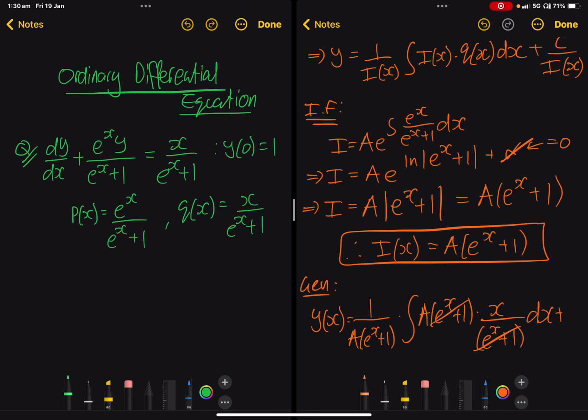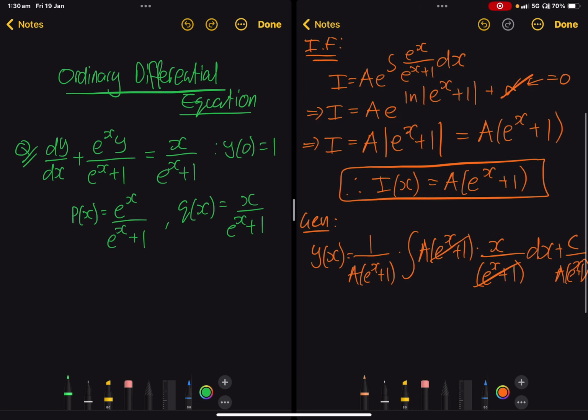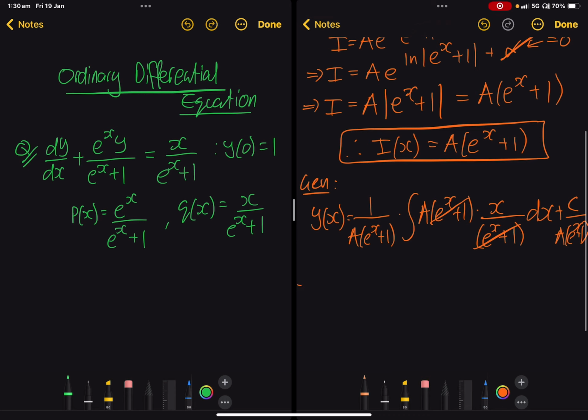Dx plus a constant over the integrating factor, which is a e to the x plus 1. Forgive my slightly squishy writing here, but we can clearly see this still. So this is going to be the solution. We just need to neaten this up a little bit.